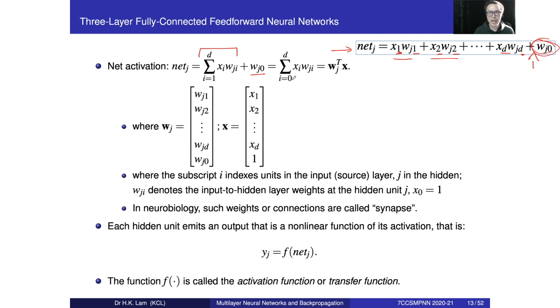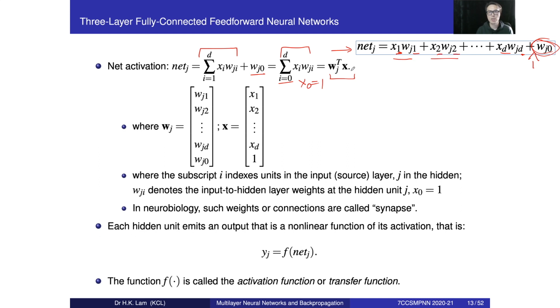We can also include the bias into this summation, that is, start with i equals 0, because when i equals 0, we expect that x0 is 1. So we can come up with this equation, or this term.